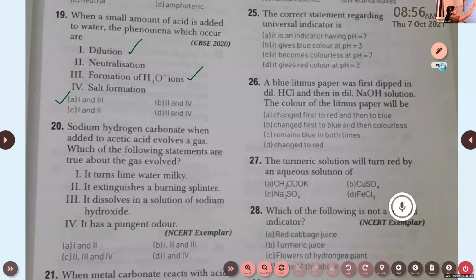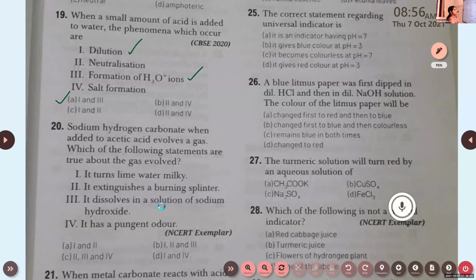Sodium hydrogen carbonate. Ma'am, it turns lime water milky. Okay, this one is right. It turns lime water milky. Then what about other points? It dissolves in a solution of sodium hydroxide. Yes, it dissolves in a solution of sodium hydroxide. Then any other point?